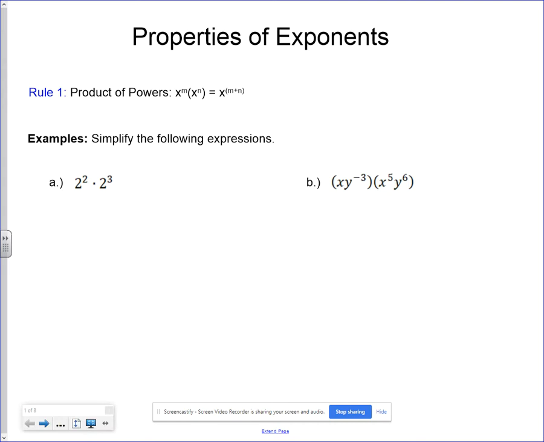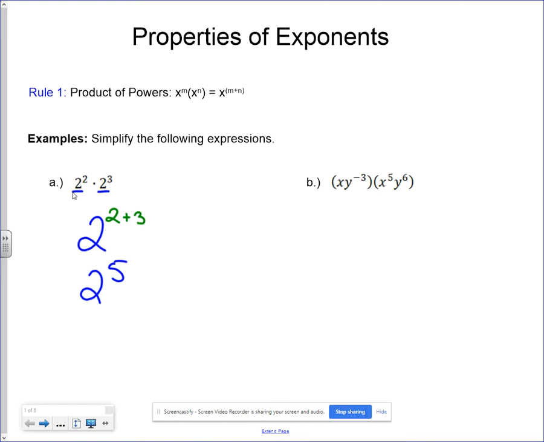So let's look at some examples here. It says simplify the following expression. We've got 2 to the second times 2 to the third. So we're going to use this rule, rule 1 here. When you multiply powers that have the same base, since both of these have base 2, you don't multiply the bases together, so you leave the base as 2. What you do to multiply two powers with the same base is add the exponents. So we're going to take 2 plus 3. 2 plus 3 is 5. So 2 to the second times 2 to the third is 2 to the fifth power.